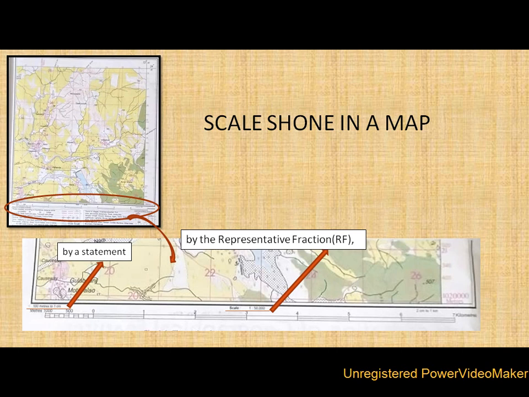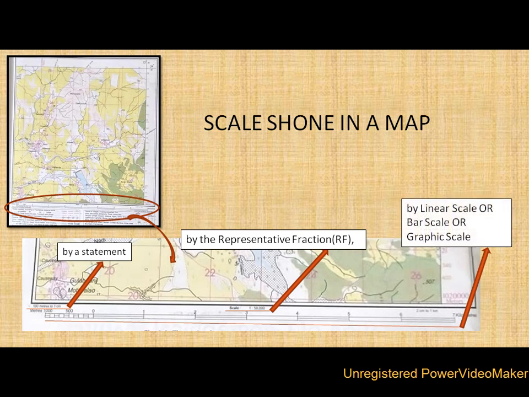Then below that you will find a long line with some columns. We can say this is the graphic scale or linear scale or bar scale. This is a graphic representation of scale. So these are the three ways of showing map scale in a map. Every map uses any of these three ways to show the map scale.